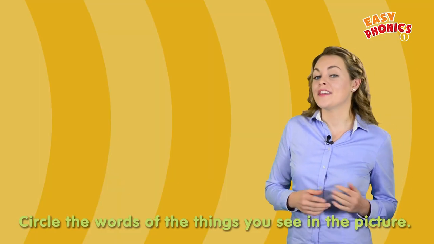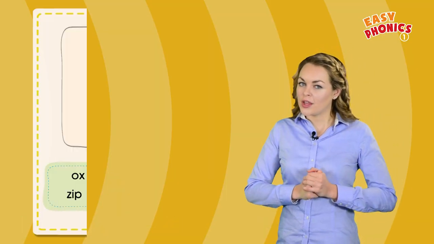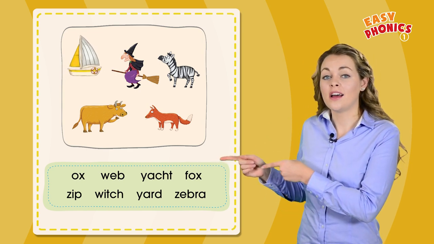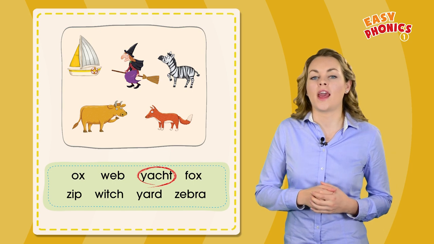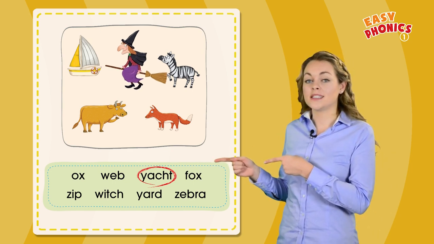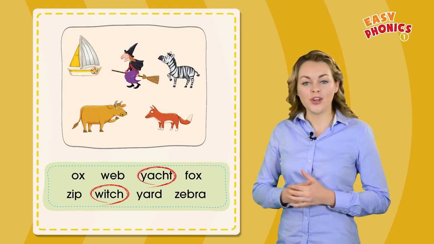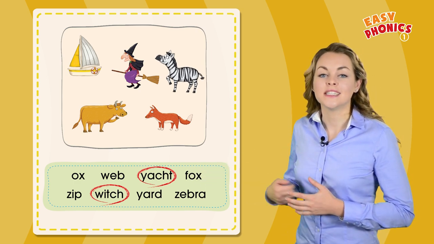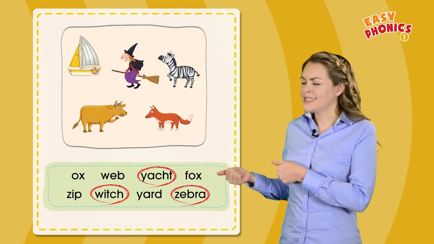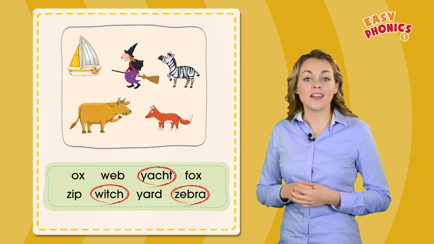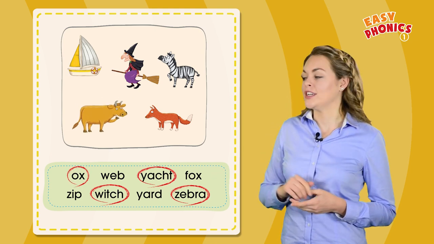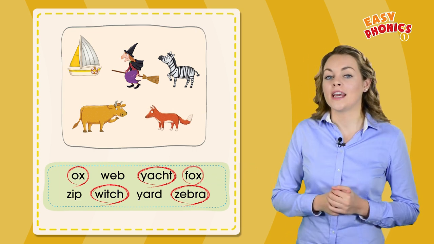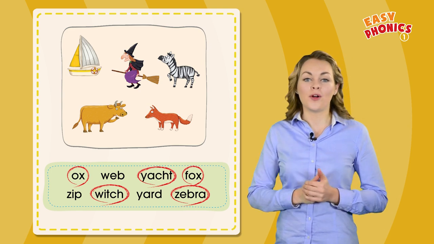Circle the words of the things you see in the picture. What's first? Do you remember this? That's a yacht. Okay, and next, it's a witch. Good. Next, we have a zebra. Zebra. What's this? That's an ox. Very good. And last, we have a fox. Okay, go ahead and circle the words of all those pictures.